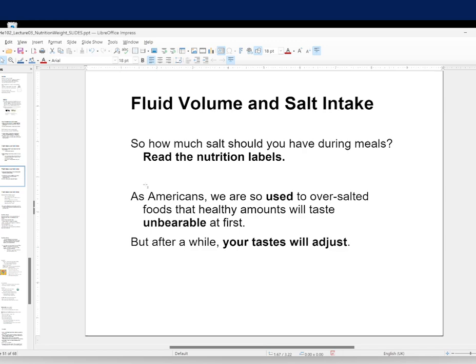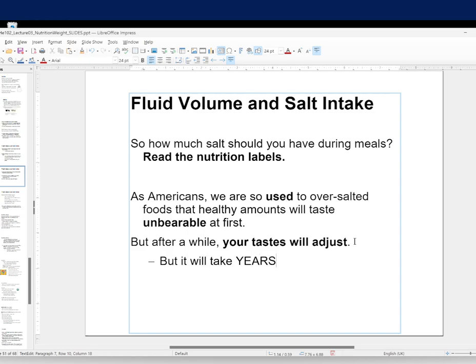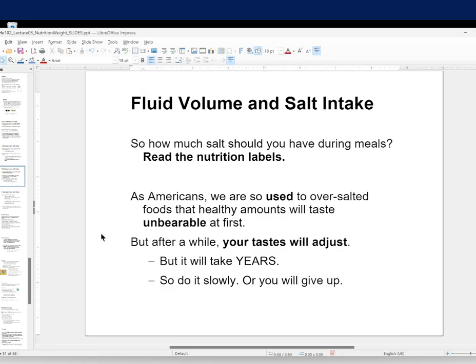And then one day I went to a restaurant and ate a regular entree, and I was blown away by how salty it was. Everybody else thought it was normal. It tasted fine. But to me, it was extra salty because I was used to the lower levels. So the other people at the table were passing the salt shaker around, and it came to me, and I said, no thanks, it's fine for me. Your taste will adjust, but it will take years. So do it slowly, or you will give up. To do it quickly is not sustainable.